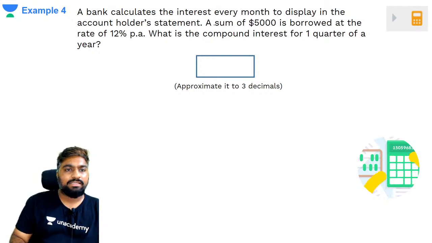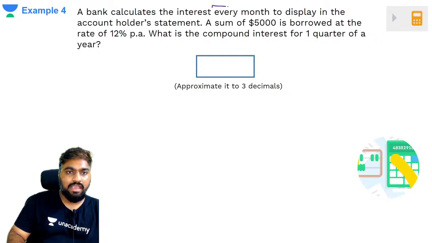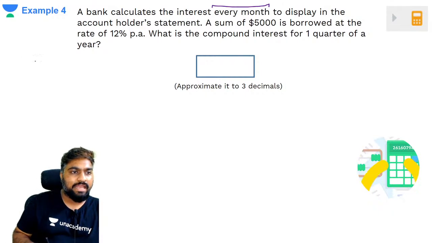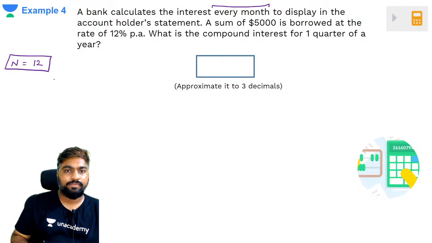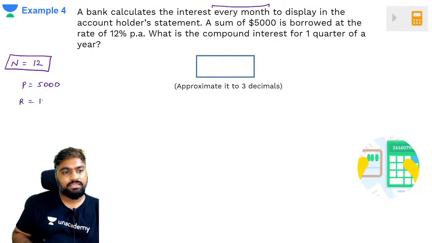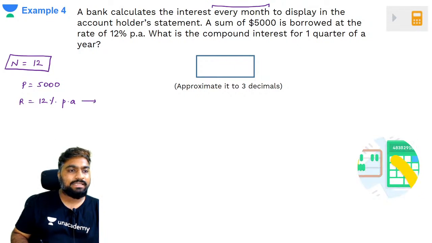A bank calculates interest every month. That means what is n? Every month means 12, right? In 1 year, 12 times they compound it. The principal is 5,000. Rate of interest is 12% per annum. If it is 12% per annum, then for every month it will become 12 by 12, 1% per month.